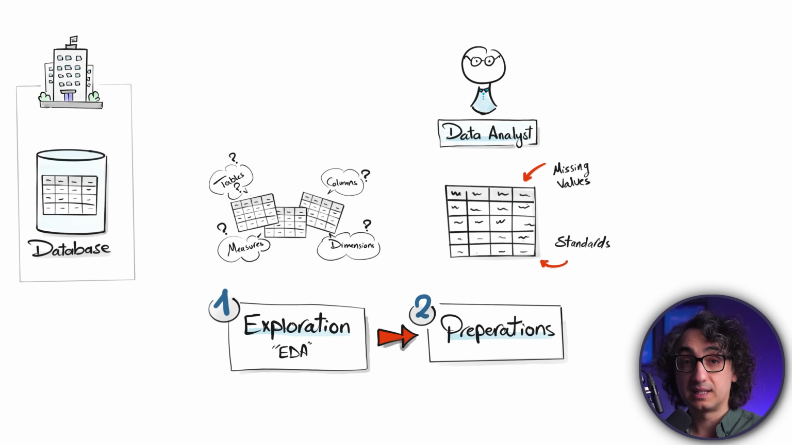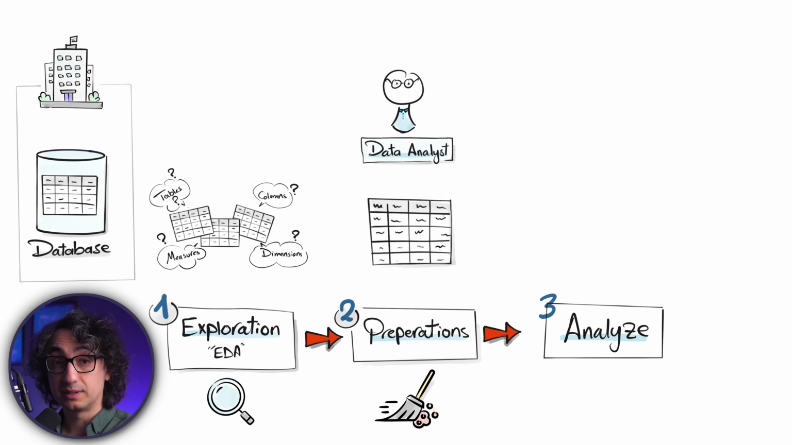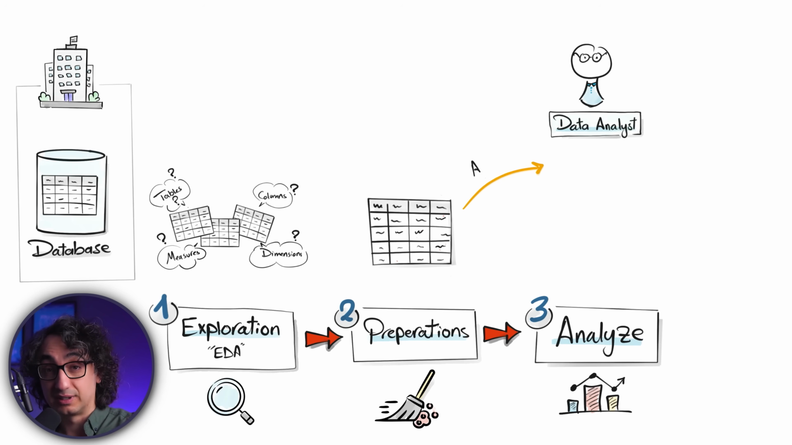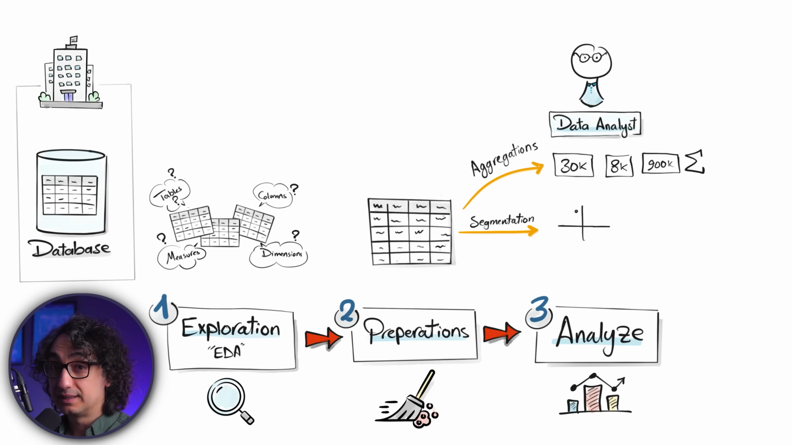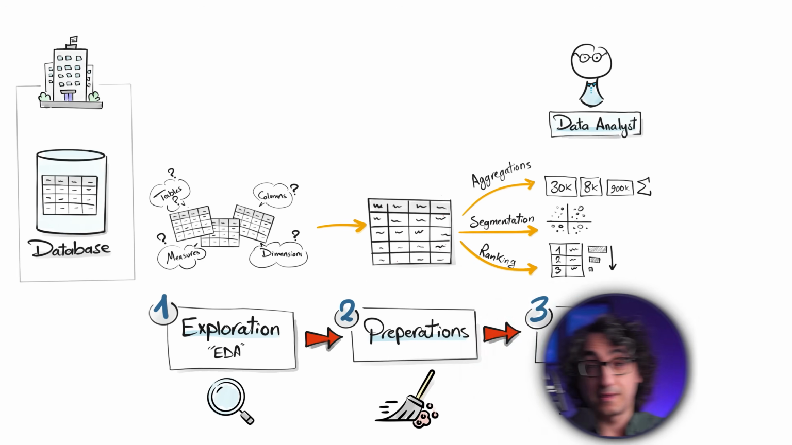Now, once everything is prepared and our dataset is clean, we go to the final phase where we analyze our data. And since the final answers are usually numbers, not the whole dataset, we have to do some data aggregations to compress the data into a few numbers. We have to compare the data, do segmentations, maybe do ranking. So all analytical techniques in order to answer the business question.